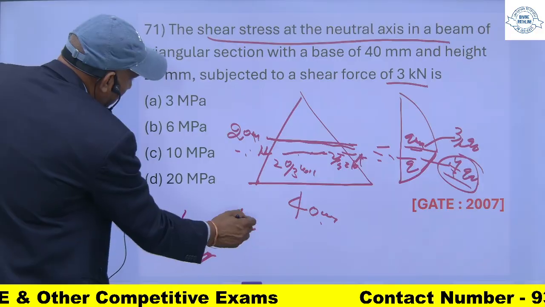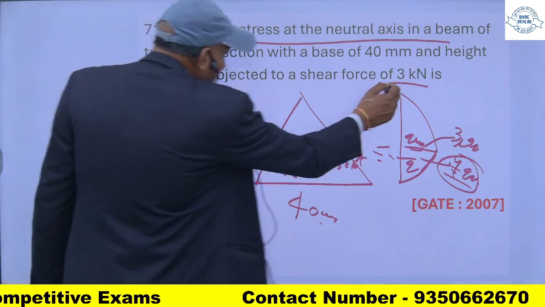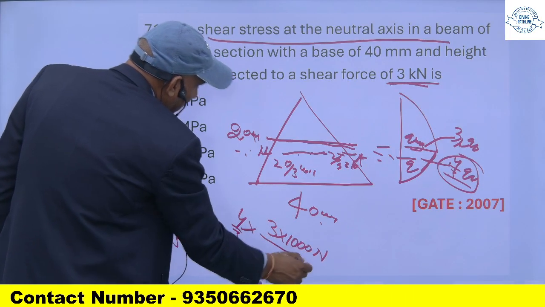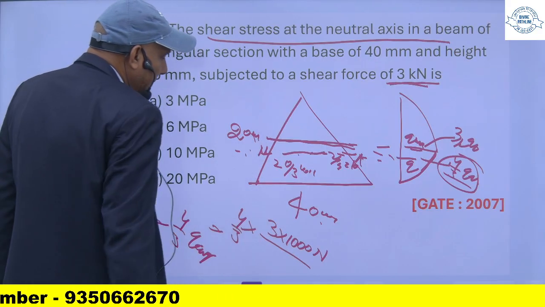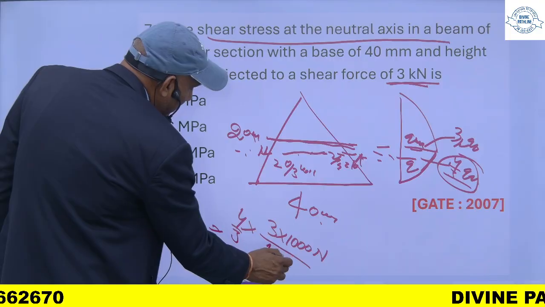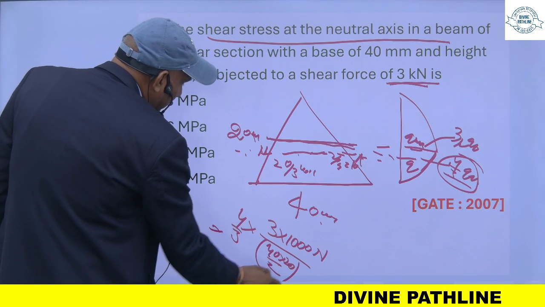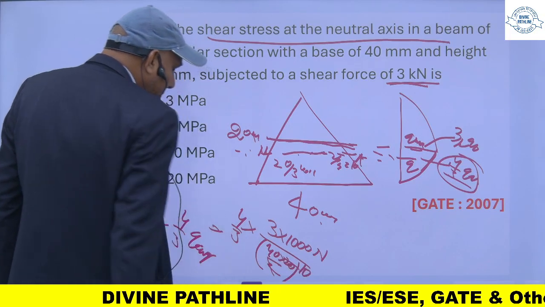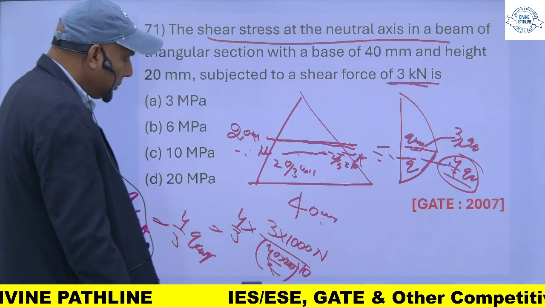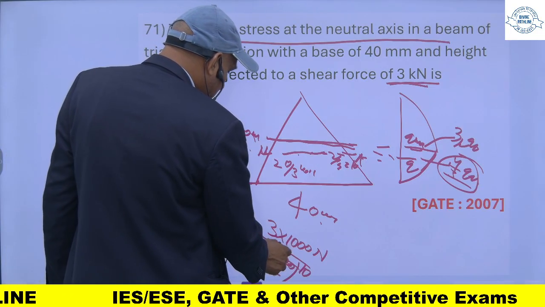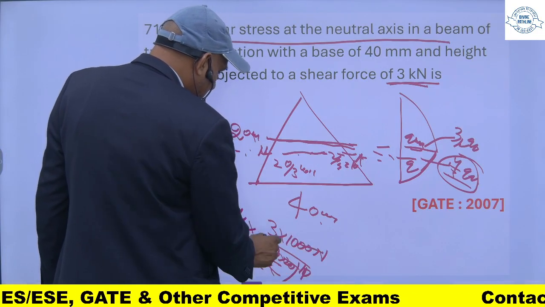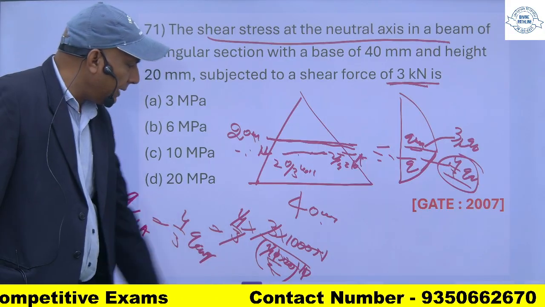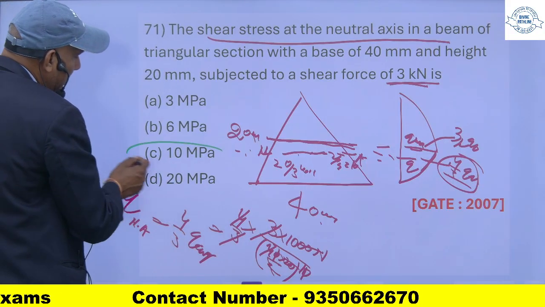And what is tau average? Tau average will be shear force divided by the area of this triangle. Area of this triangle will be 40 into 20 by 2. So this will be 10 Newton per mm square, means 10 megapascal.